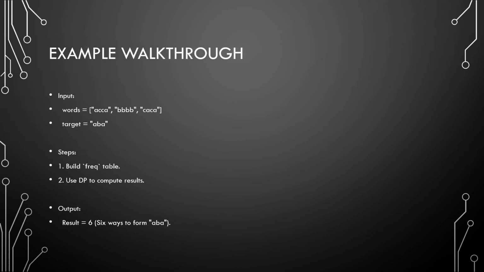Let's go through an example to understand how it works. Consider the words ACCA, BBBB, and CACA, and the target string ABA. First, we build the frequency table based on the characters at each position. Then we apply the dynamic programming approach to calculate the number of ways to form the target string. The result in this case is 6. There are 6 distinct ways to form ABA from the given words.